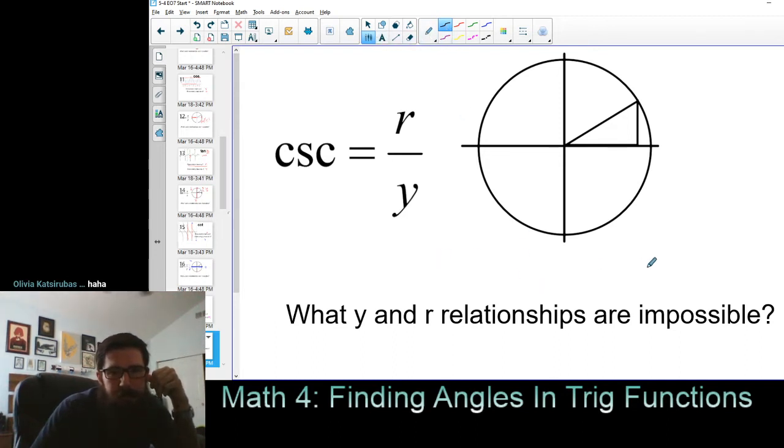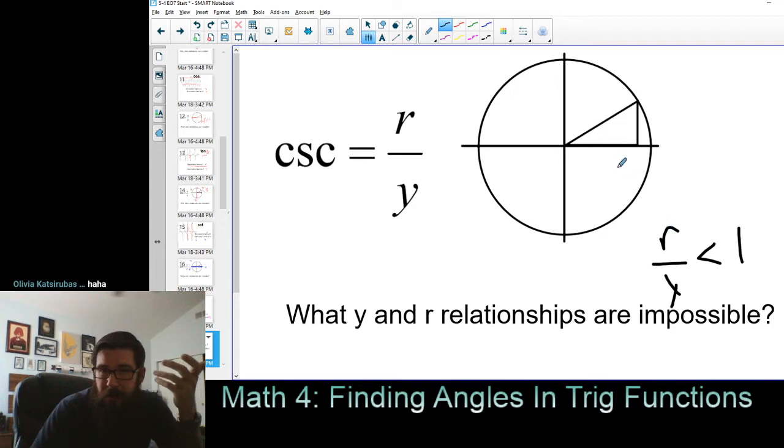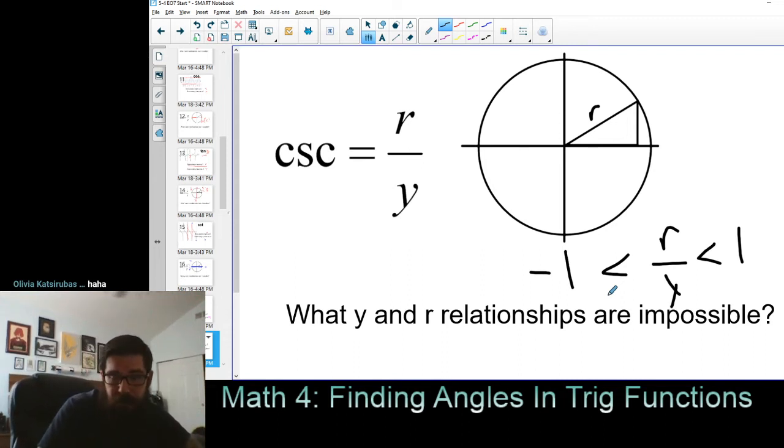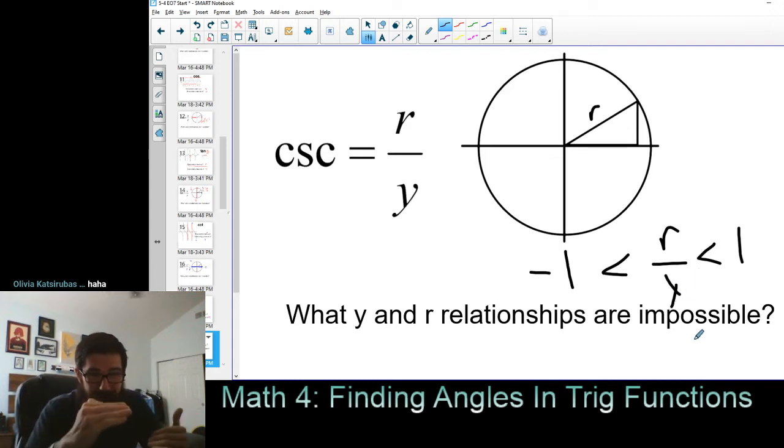We'll just write it. If r over y ends up being less than 1, this is impossible. Because think about it. If we're doing a right triangle, your r value, your hypotenuse, that has to be the biggest. If this is a bigger number than this guy, how can it ever be less than 1? It doesn't work. These are the situations where this is impossible. It's allowed to equal, because at the bottom or tops of those curves, it does actually hit those things. This is a situation that's going to be impossible, though. Anything in between 1 and negative 1, cosecant can never get to.